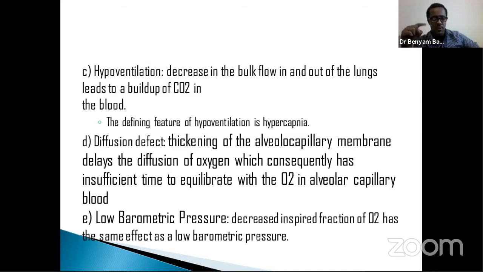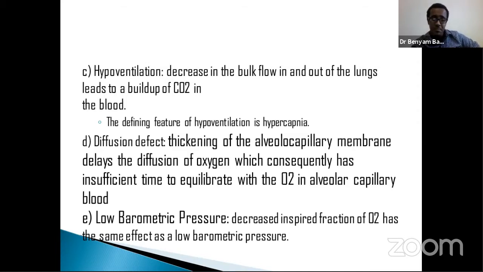So it will be difficult, or insufficient, for the oxygen to cross this membrane and join the circulation or get attached to the hemoglobin. So usually this is a diffusion defect, or thickening of the alveolar capillary membrane. The last but not least is low barometric pressure. This is whenever we have a decreased inspired fraction of O2. Obviously, if you take in less oxygen, you'll be hypoxic. It doesn't take much to figure out, but it is usually related to the barometric pressure.